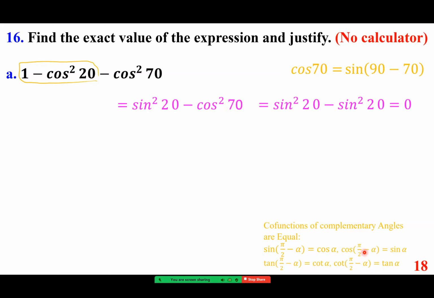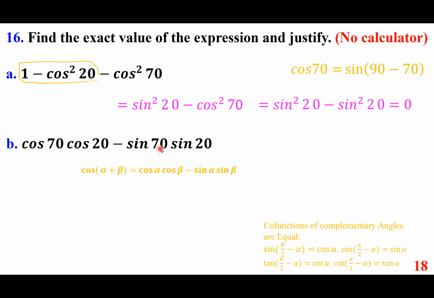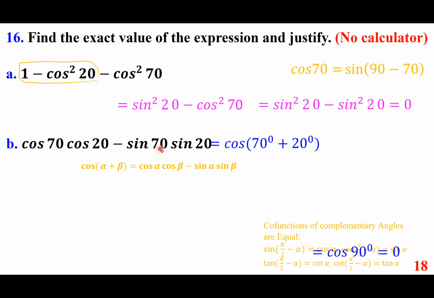These are important, okay? Cosine 70 cosine 20 minus sine 70 sine 20. That sounds like cosine of alpha plus beta. Class, clearly that's the cosine of alpha plus beta. I hope you see that, which makes it cosine of 70 plus 20, which makes it cosine of 90, which is 0.